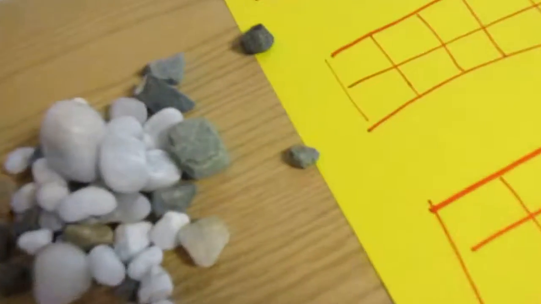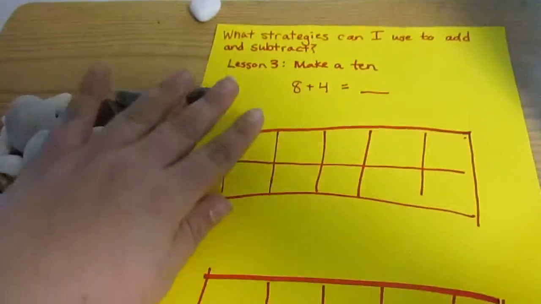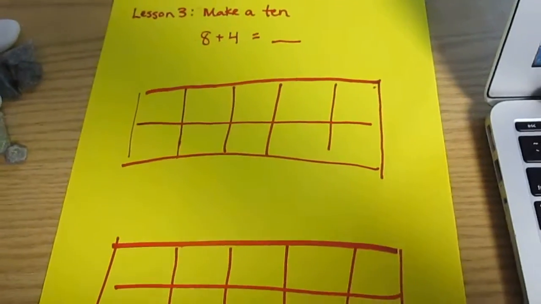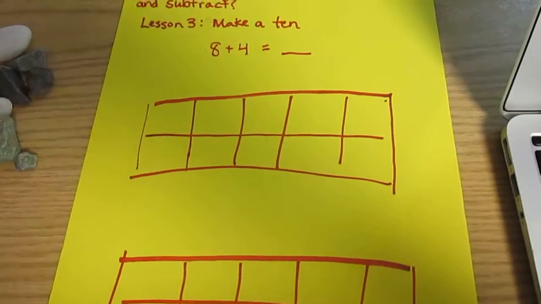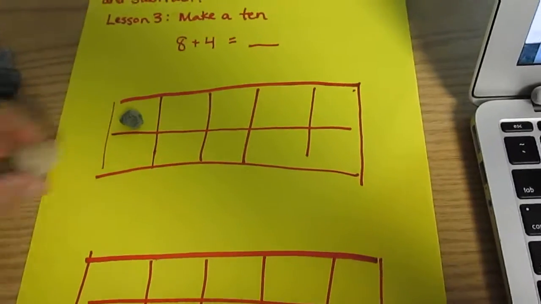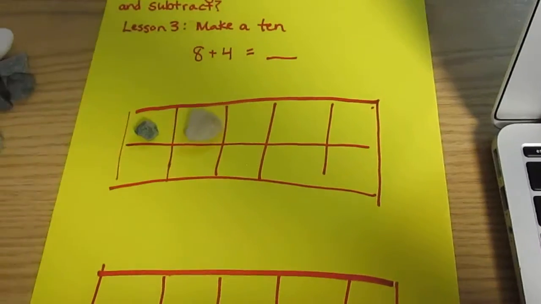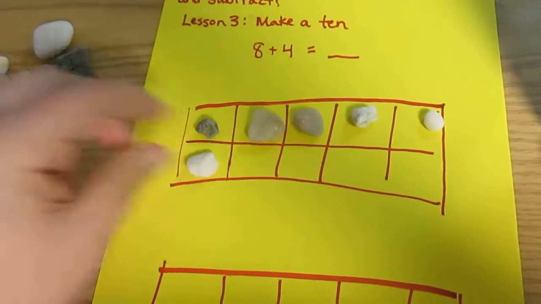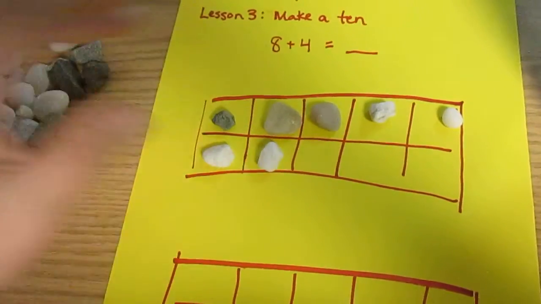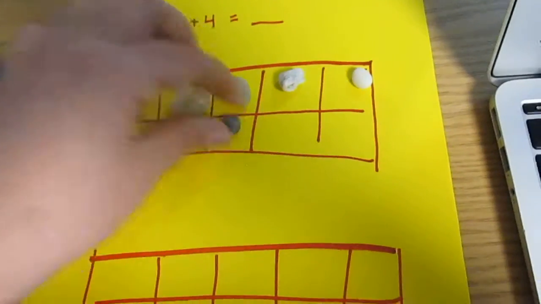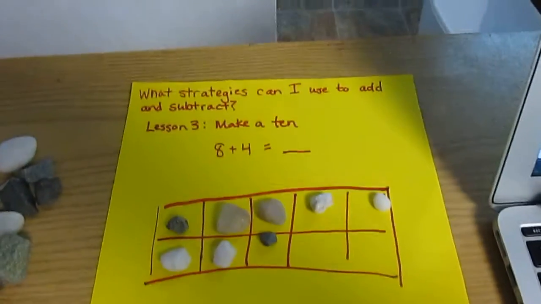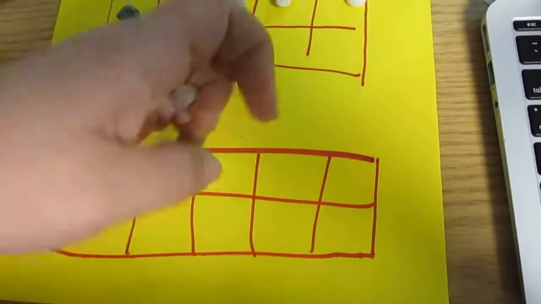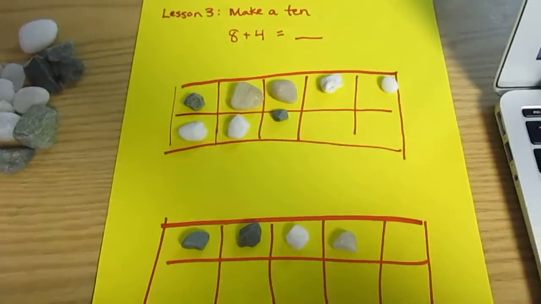All right, rocks, check. So what I'm going to do is look at the first addend, which is 8, and fill my top frame. So 1, 2, 3, 4, 5, 6, 7, 8. And then I'm going to fill my bottom one. My second addend is 4. So I'm going to add in 1, 2, 3, 4.